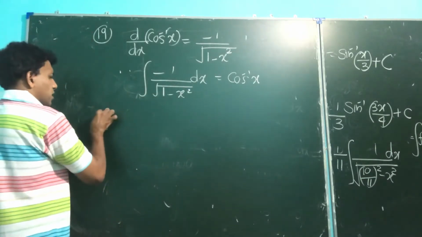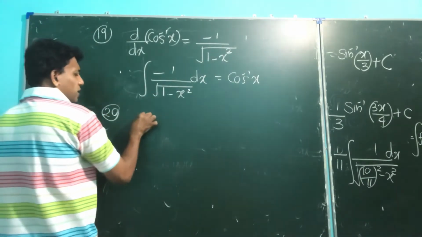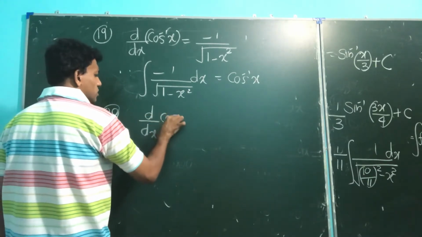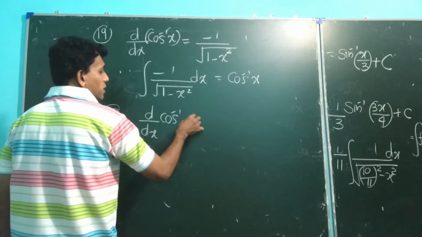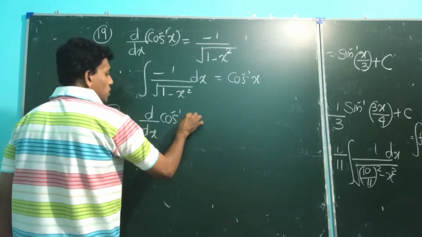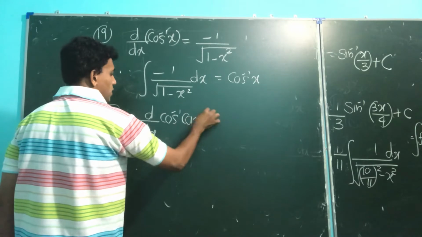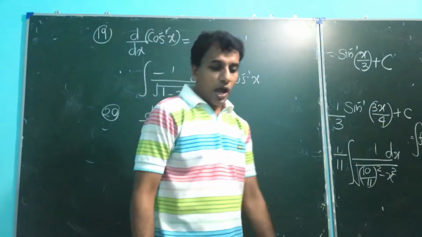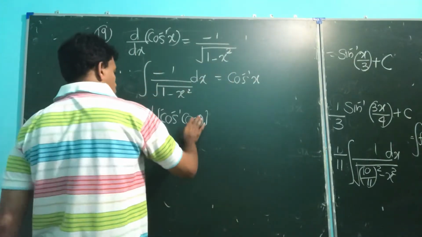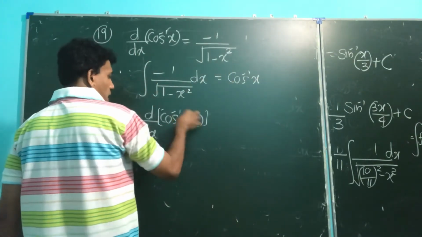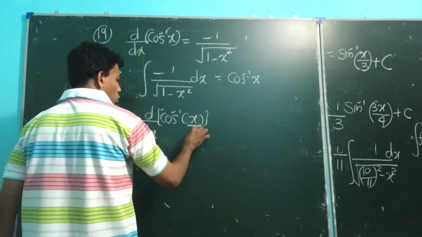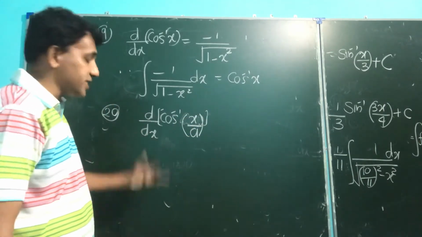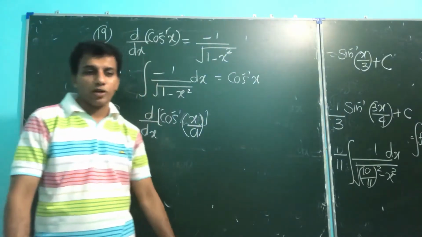Right, number 20. See what the answer of d over dx of cos inverse x over a is. Cos inverse x over a, differentiate, and hence find the integral part of that.